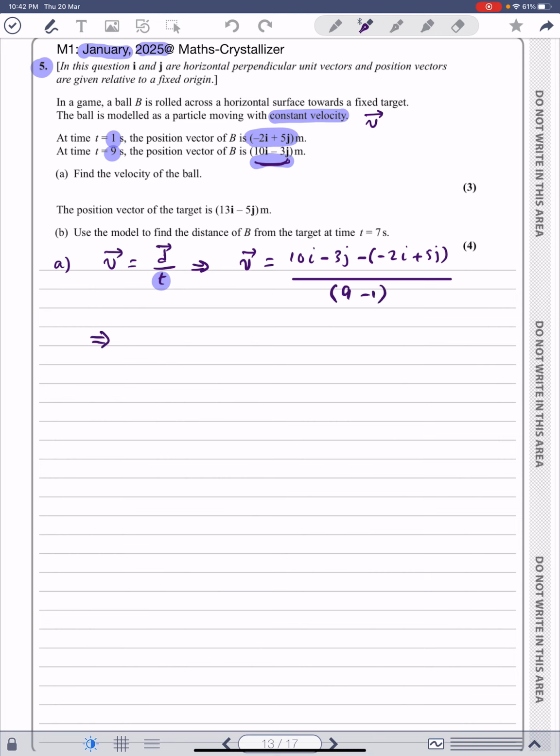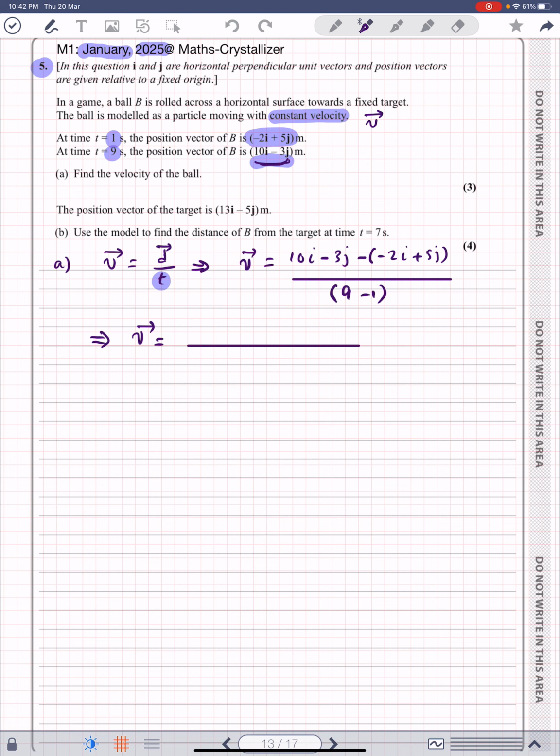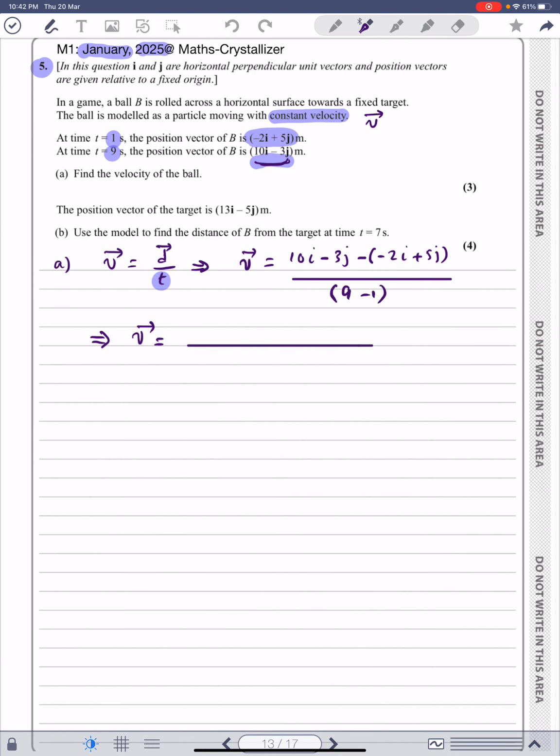So this will lead to V equals, directly, next step we simplify the i components and the j components by combining like terms. So you'll get 10 minus negative 2, which is 12i, minus 3 minus 5, which is negative 8j, divided by 8. So the velocity vector is 12 over 8 i minus 8 over 8 j, which is 3 over 2 i minus j meters per second. That's crystal clear, that easy.